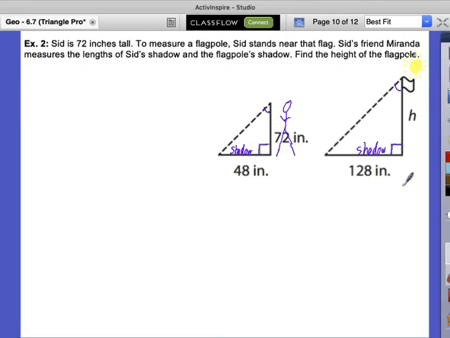So, how can we set up a proportion here? 48 over 72 equals 128 over H. That would be an okay setup. That's one of them that works. 48 over 72, they're both talking about Sid. 128 over H, both talking about the flagpole. Horizontally, 48 and 128 are both the shadows. Horizontally, 72 and H are both the heights. It lines up. We're good to go. It's a great one. It does the work.